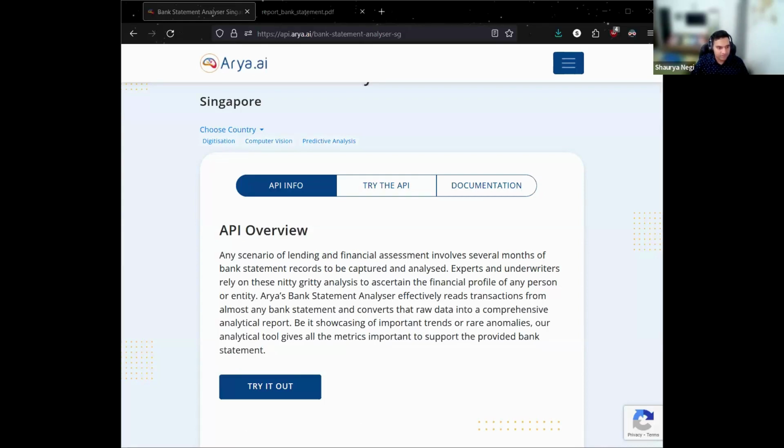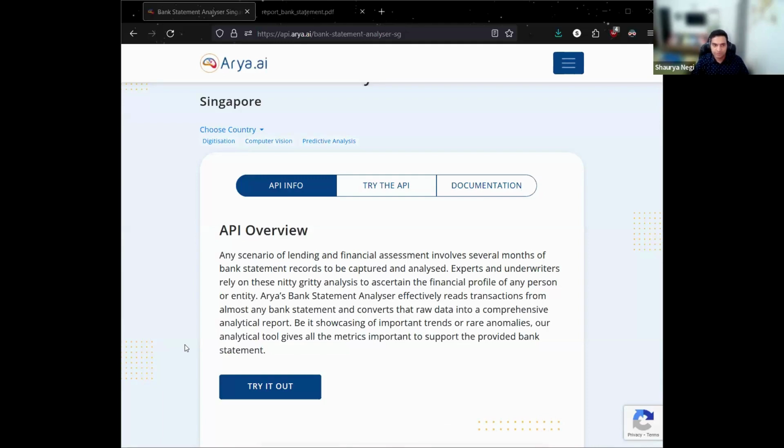Let me see if there are any questions. Can we automate the generation of the Excel reports? Yes. Automation of Excel reports can be done using the backend. If you use tools like Postman or Webhook, our API supports automation that way.